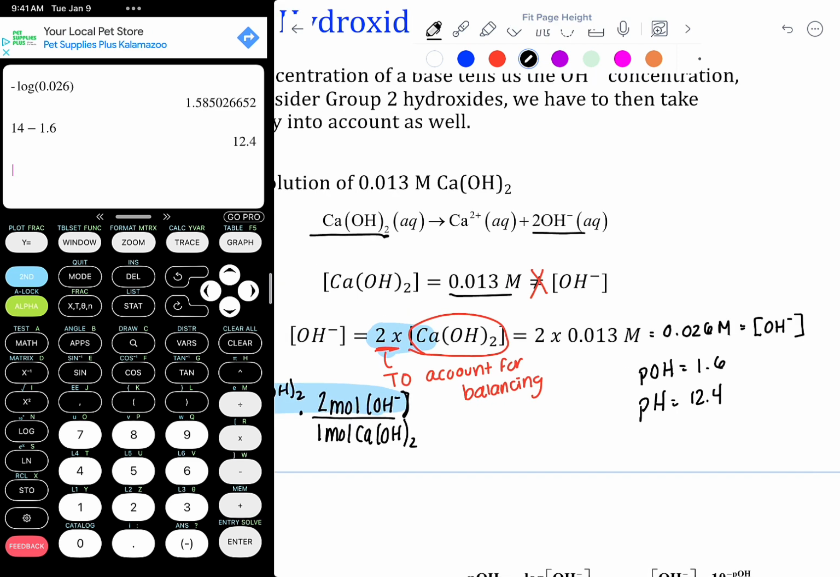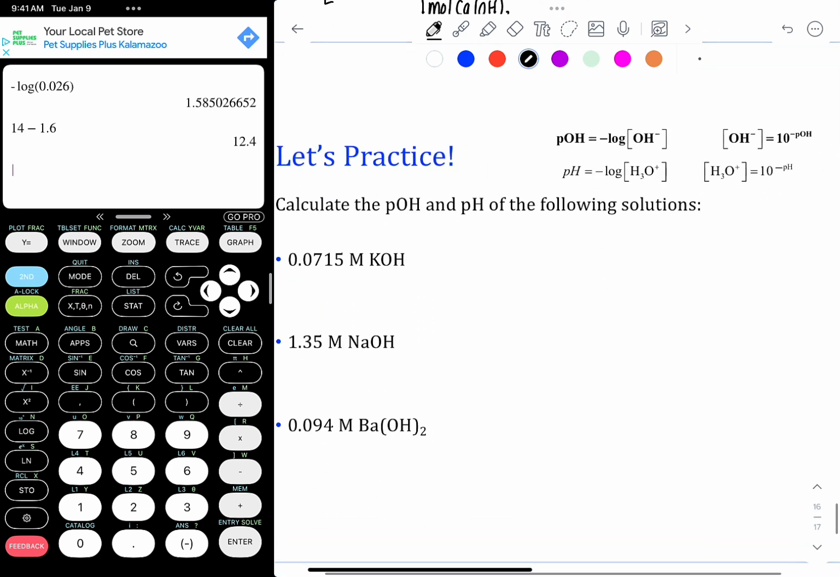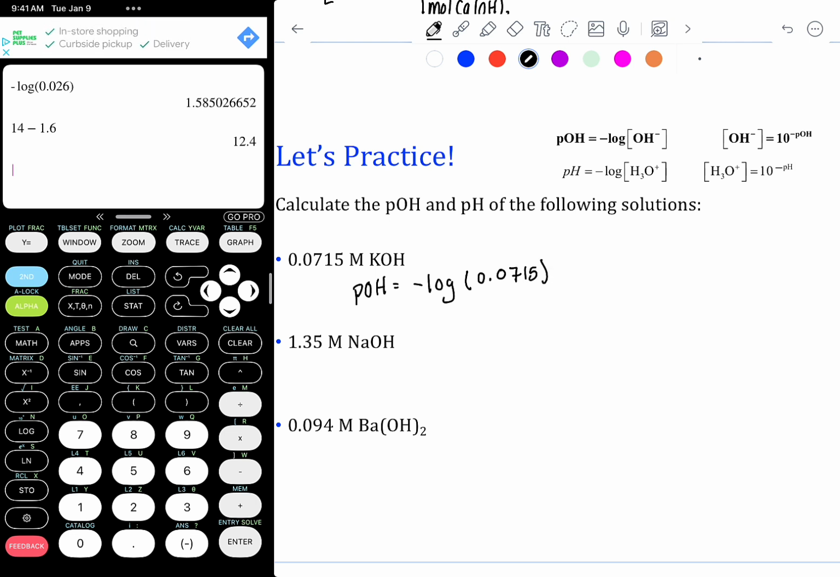So let's practice this. We want to calculate the pOH and the pH for the following solutions. All of these are going to be our strong bases. We don't know what to do with weak bases yet, so don't worry about that just yet. We're given all of these concentrations and we want to find the pH and the pOH. For our first problem here, our pOH is going to be equal to the negative log of 0.0715. I can use that concentration because this is a group 1 hydroxide.